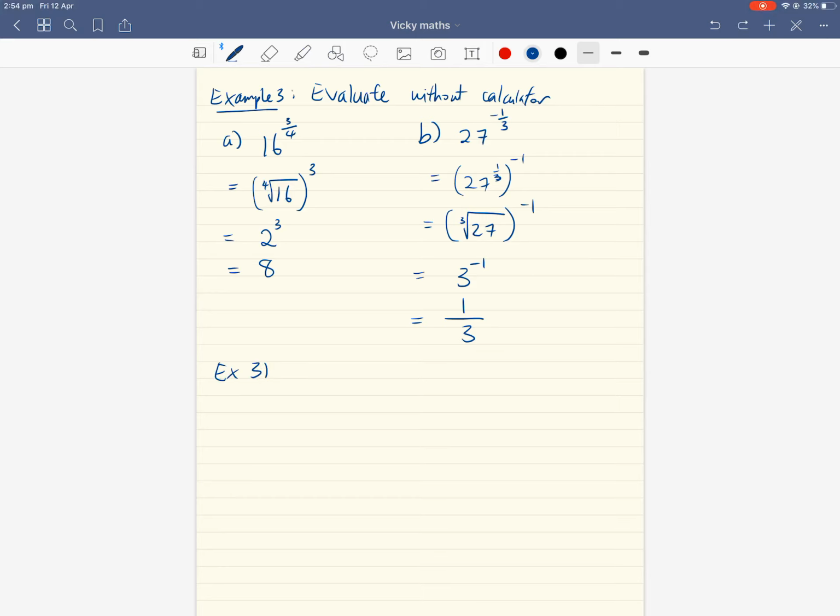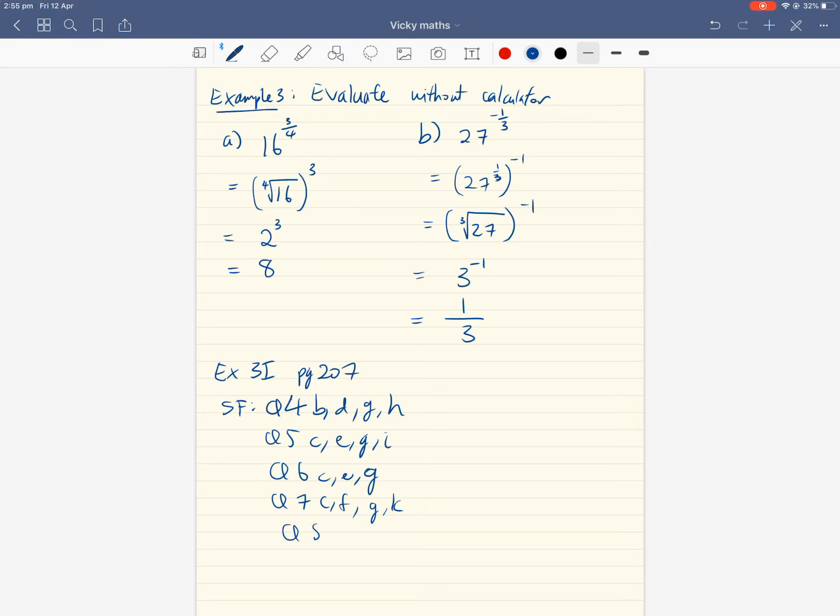So to-do list. Oh, not F, it's I. I for igloo. Page 207. That's it. Have fun.